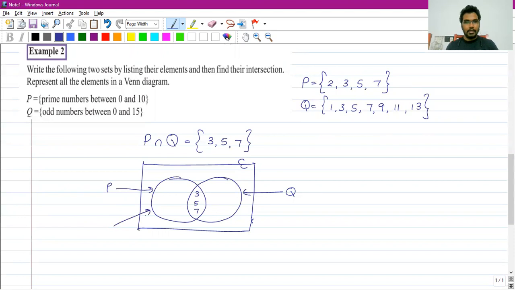So this is the P circle. Already this has 3, 5 and 7. So the remaining one is 2. 2, 3, 5 and 7. So these are the elements of circle P.